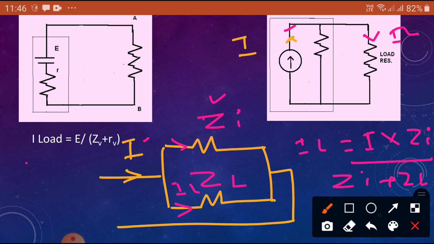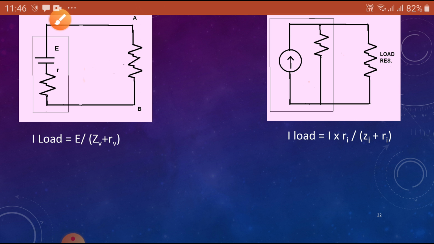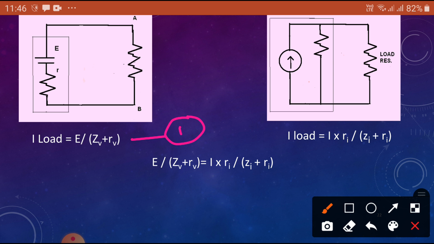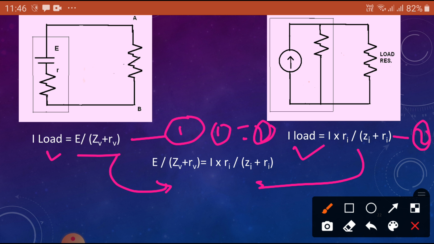Here the current is connected in a voltage source and this load current is equal to this source. Now this is equation 1, this is equation 2. Then equation 1 and 2 are equal, because the same load current is assumed. Then substitute this value here and substitute this value here.